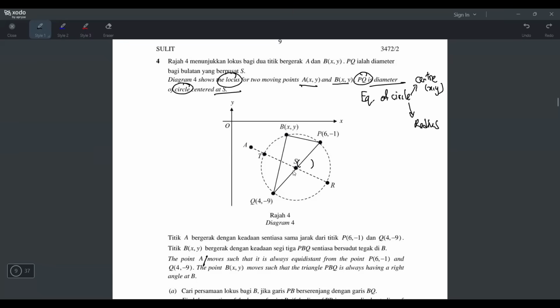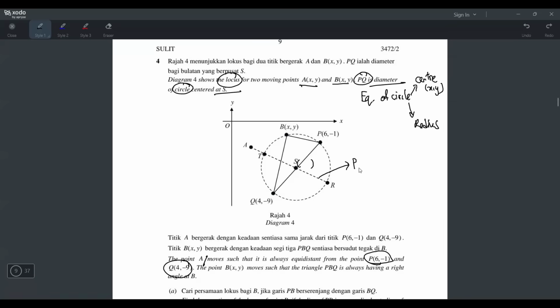Point A moves. Okay, A is this one. It moves such that it is always equidistant from P and Q. Okay, this is point P, this is point Q, and point A is always equidistant from P and Q. It means it will move along this line, and the distance is always the same here. This line that is always equidistant from PQ, we call the perpendicular bisector. So this line I will label here as the perpendicular bisector.